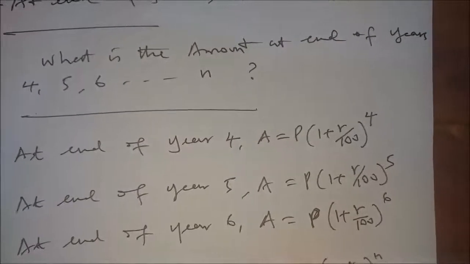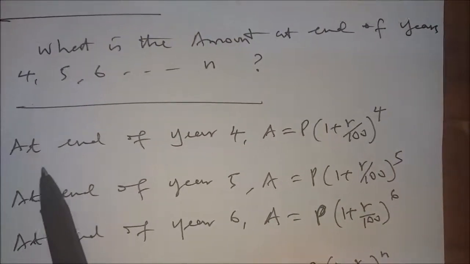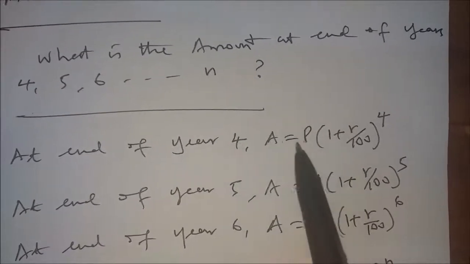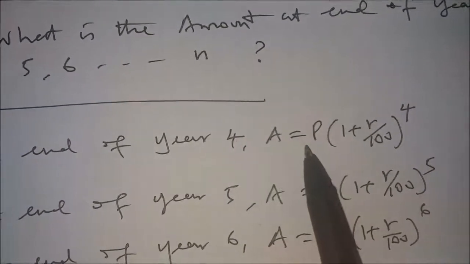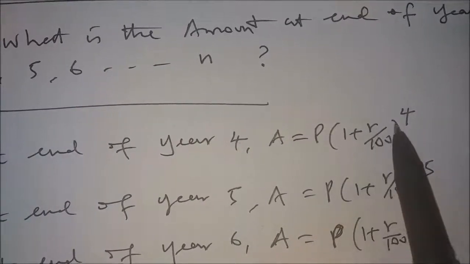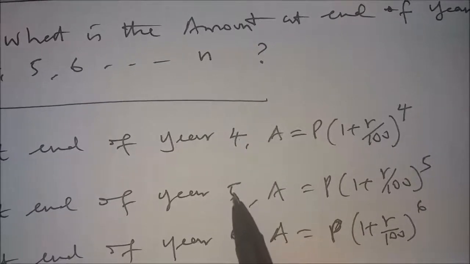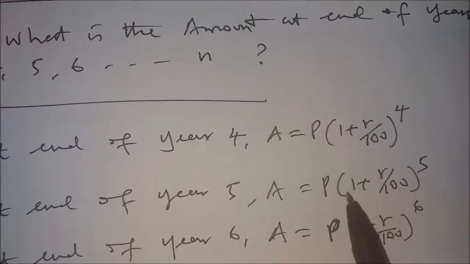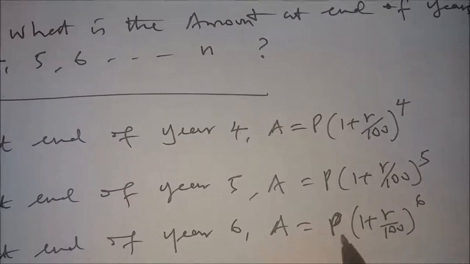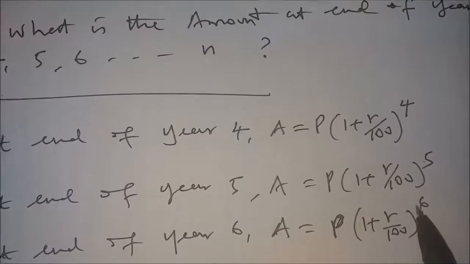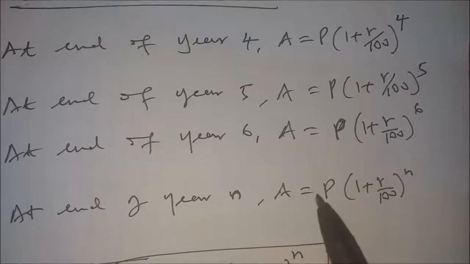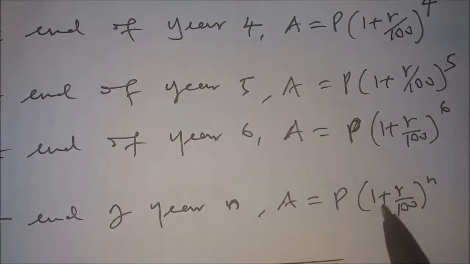Okay, I hope you came up with the following. At the end of year 4 or interest period 4, the amount is P into 1 plus R over 100 to the power 4. At the end of 5 interest periods, we have P into 1 plus R over 100 to the power 5. At the end of 6 interest periods, we shall have P into 1 plus R over 100 to the power 6. And at the end of n interest periods, the amount will be P into 1 plus R over 100 to the power n.